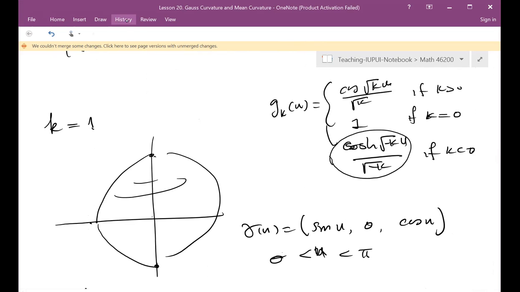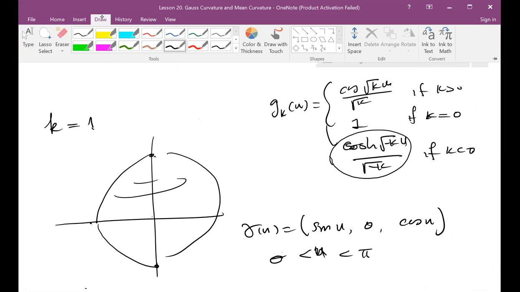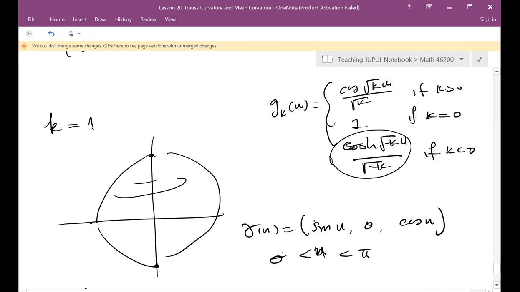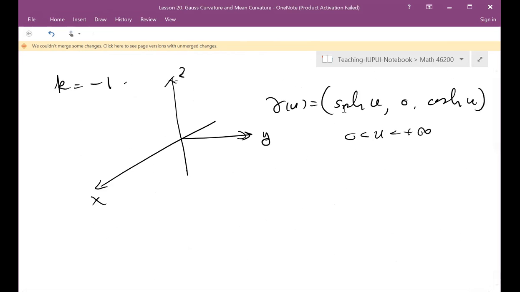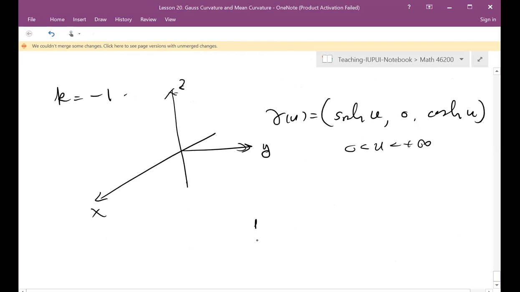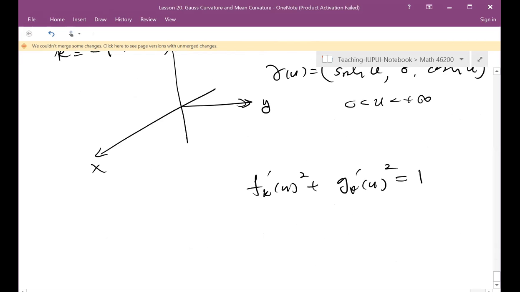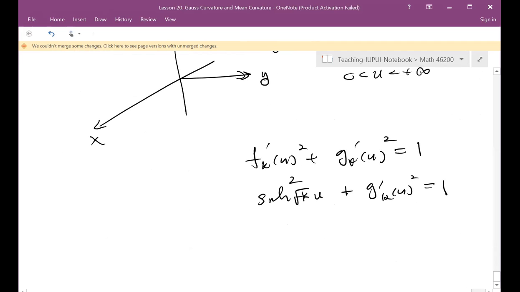This is wrong, okay? I just want to make sure the derivative. Okay, let's go back. I want to make sure f_k prime(u) squared plus g_k prime(u) squared should be equal to 1, because f_k prime(u) is going to be hyperbolic cosine of ku when k is negative, right? And plus g_k prime(u) squared equals 1.